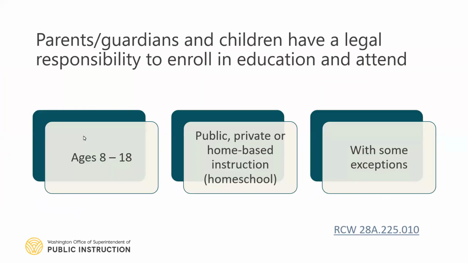So first and foremost, our compulsory education laws compel parents and guardians to ensure that their children are enrolled and attending in a public school, private school, or home-based instruction from the ages of 8 to the age of 18. And in the compulsory attendance laws, there are some exceptions that are laid out.